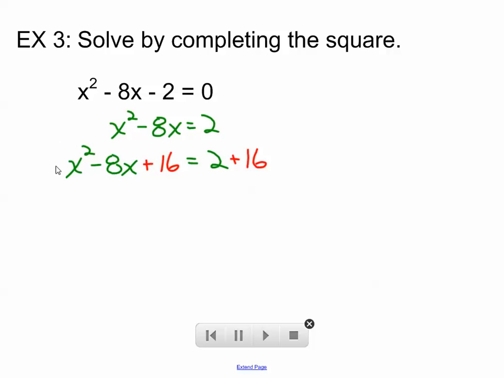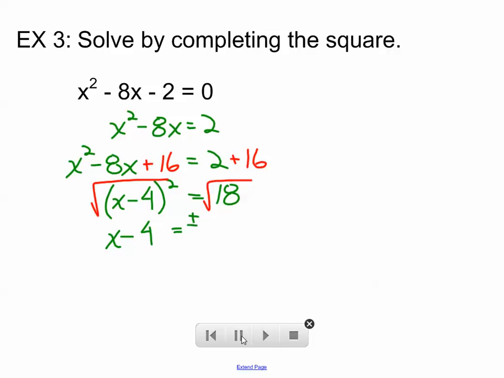So as long as the lead coefficient's 1, we can do that process. Negative 4 squared is 16. Add 16 to both sides. Then we can rewrite this as the square of a binomial. We can take the square root of both sides. Square root of x minus 4 squared is x minus 4.